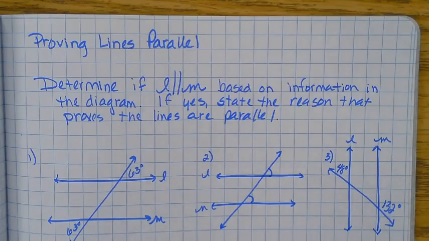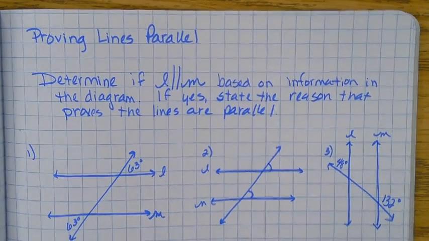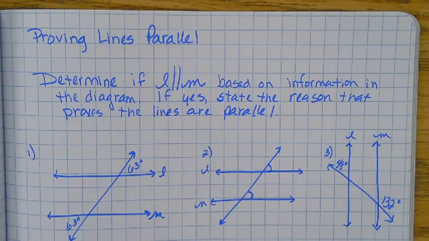So what we're doing today is kind of the reverse of what we did last week. Last week we talked about that if we knew that we had parallel lines, then we had some theorems that said then certain angles were congruent. Well, the work this week says that the converse of those theorems is also true.